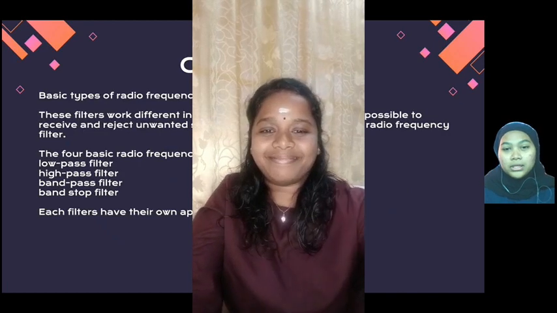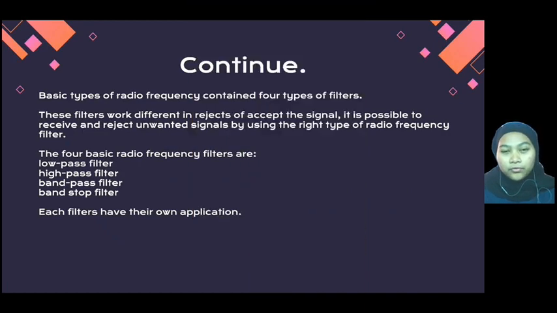The basic types of radio frequency filters contain 4 types. These filters work differently in rejecting or accepting signals. It is possible to receive and reject unwanted signals by using the right type of radio frequency filter. The 4 basic radio frequency filters are low pass, high pass, band pass, and band stop. Each filter has its own application.